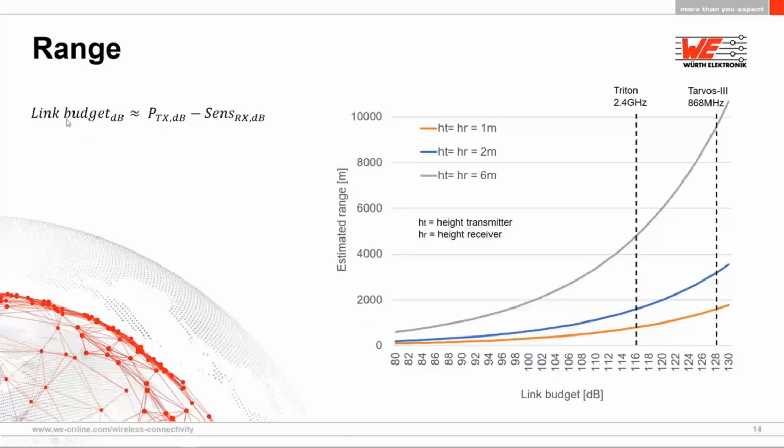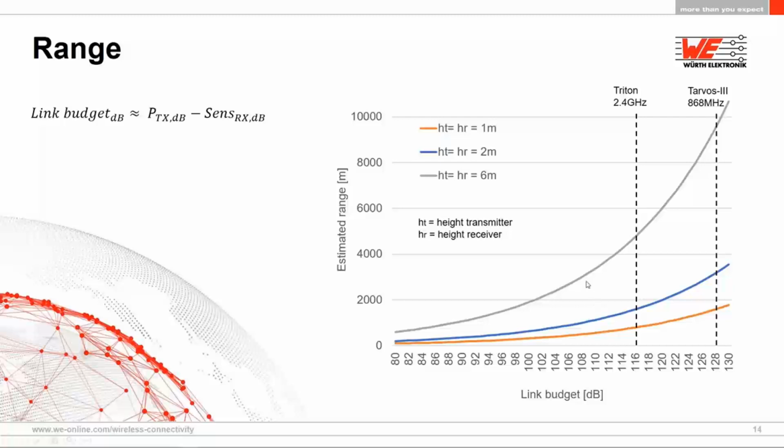Maybe one more slide here. The link budget is what we end up with after the power of the transmitter and the sensitivity of the receiver. The difference is what we have to work with. The link budget, we saw that in the earlier slide.